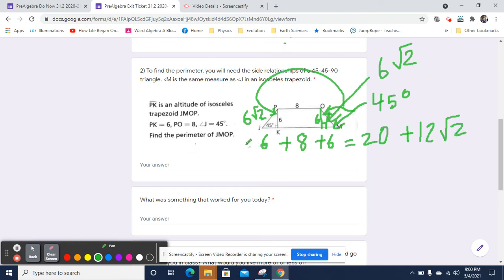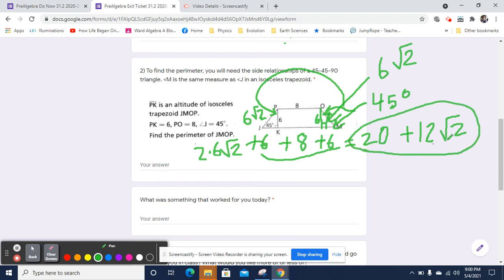I'm going to put this over here, plus the 6 root 2 times 2, because there's 2 of them. And that becomes 12 root 2 plus this bunch, which is 20. And the whole thing becomes this many units. And this is the exact answer.